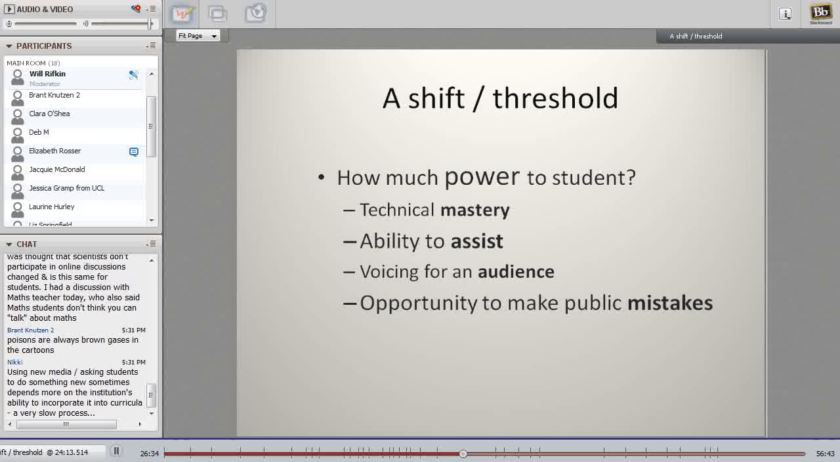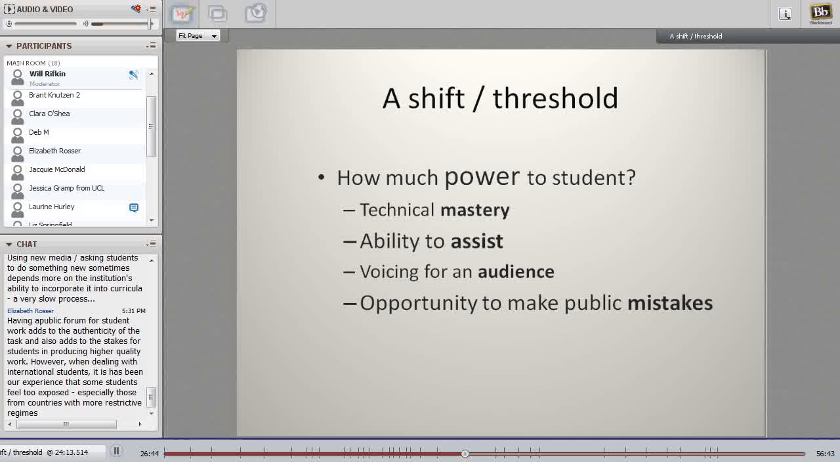Okay, the thought that scientists don't participate in online discussions: will that change? Is this the same for students? I had a discussion with a math teacher today who also said math students don't think you can talk about math. Well, this would be an interesting topic to explore.